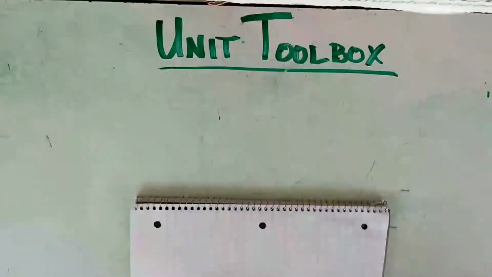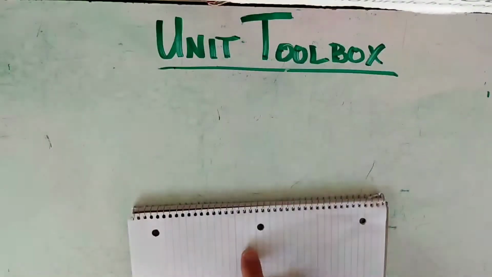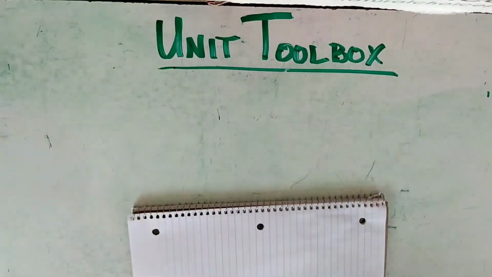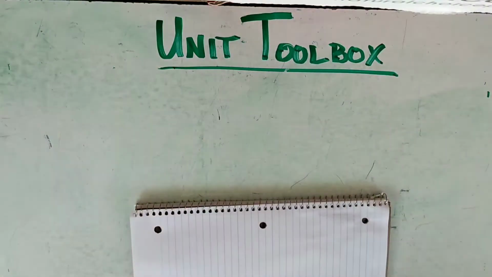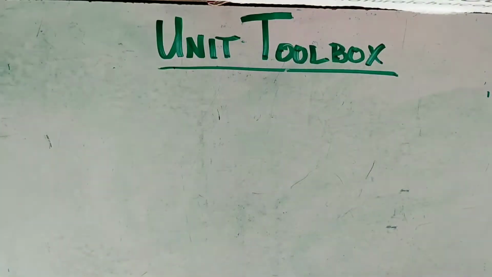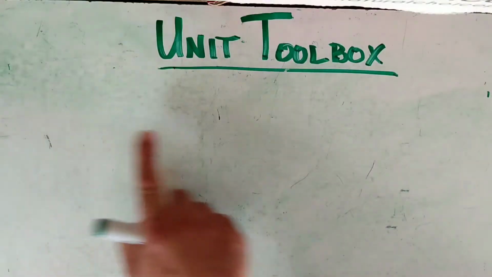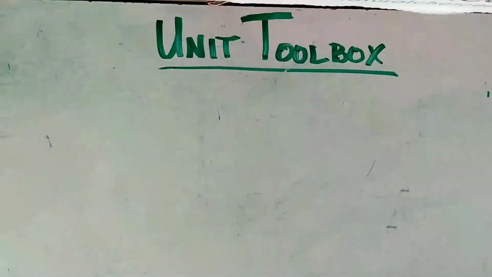so have your paper this way. We're not writing on it this way. Write on it this way. What I want you to do is write "unit toolbox" just like you see right there. Underline it. And we are going to fill up both sides of this paper. As you do this, you should be able to put 7 lines across here.